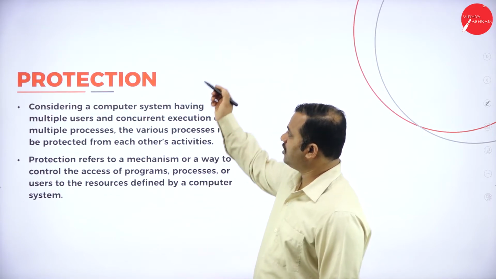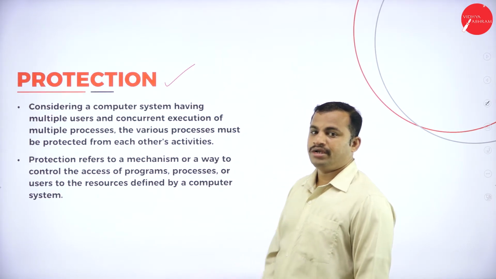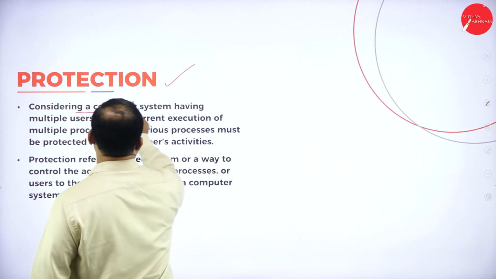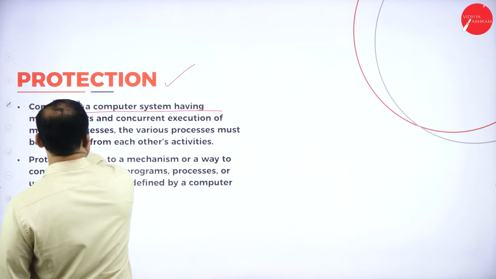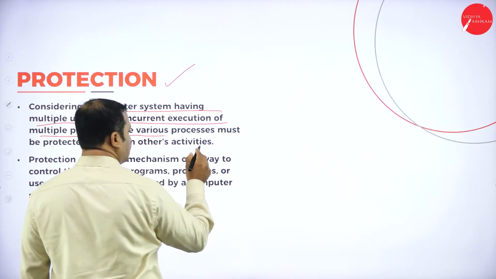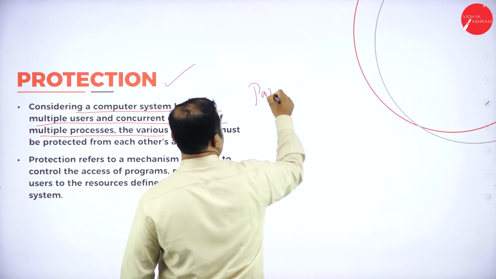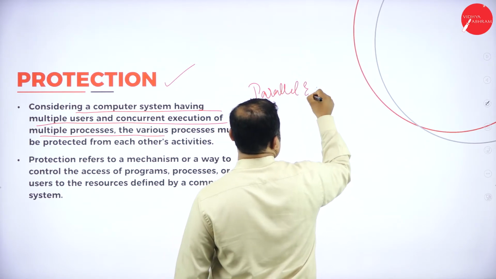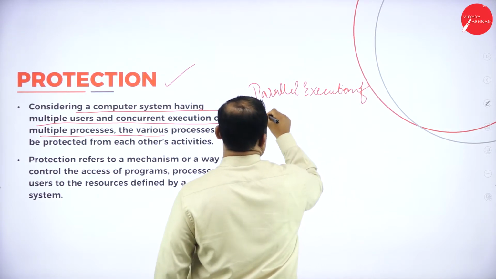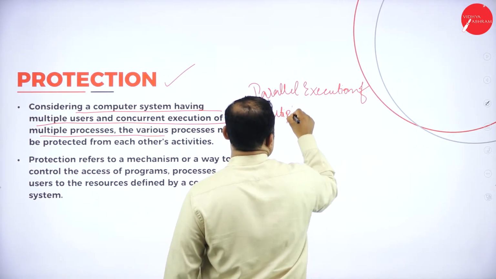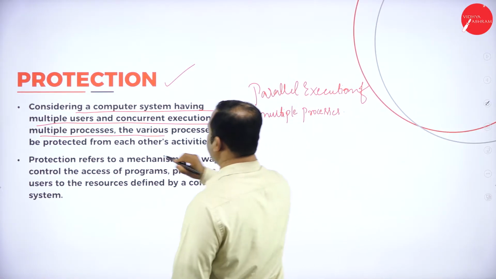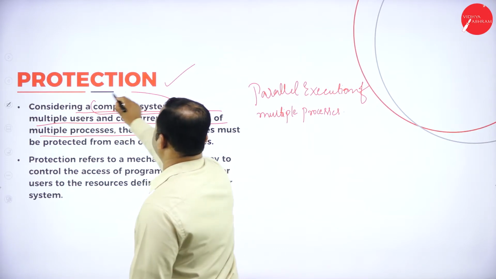If I move on to protection, as I have already discussed with you in the previous session, protection of resources is handled by the operating system. That is, a computer system having multiple users and concurrent execution of multiple processes. That is parallel execution of multiple processes. These are done by the operating system within the computer system.